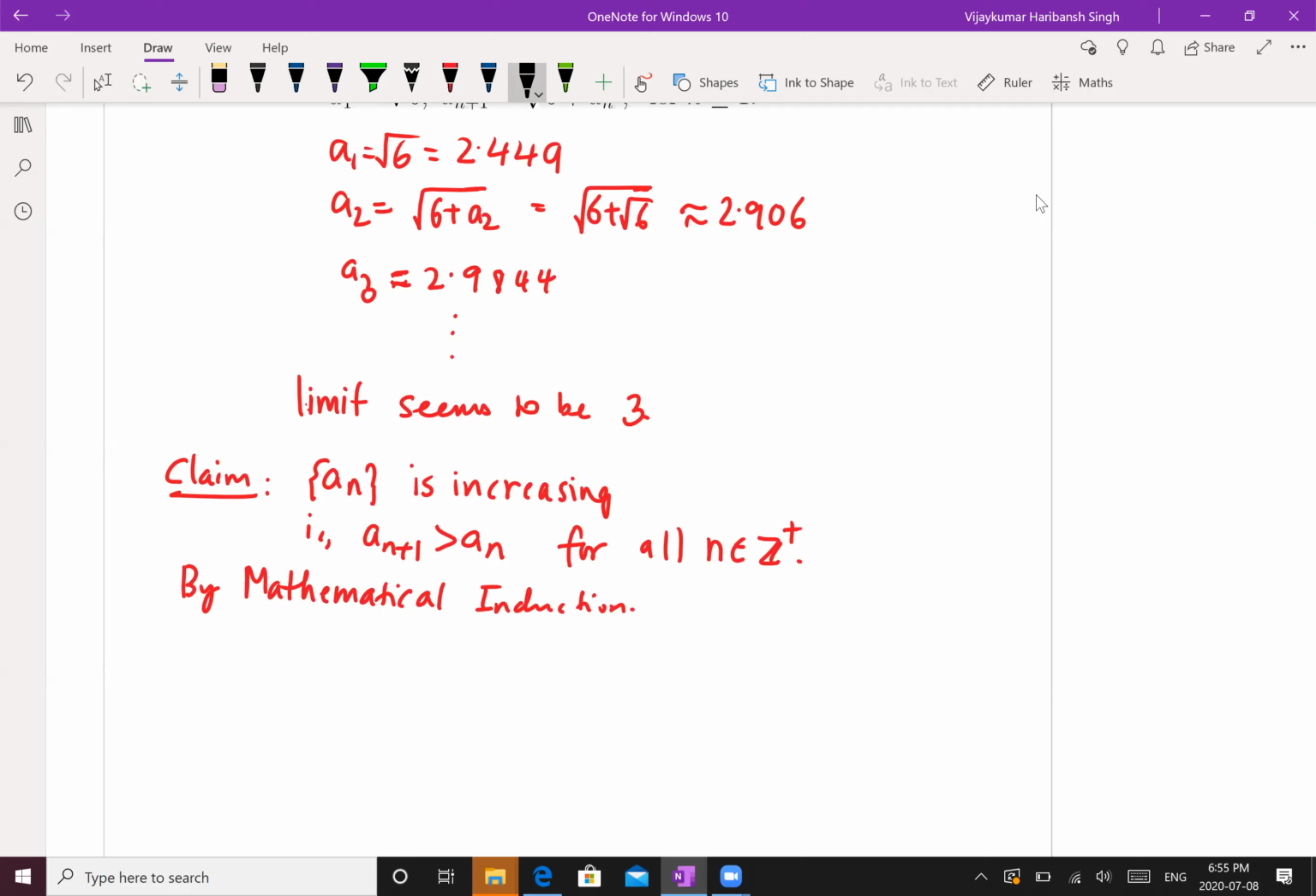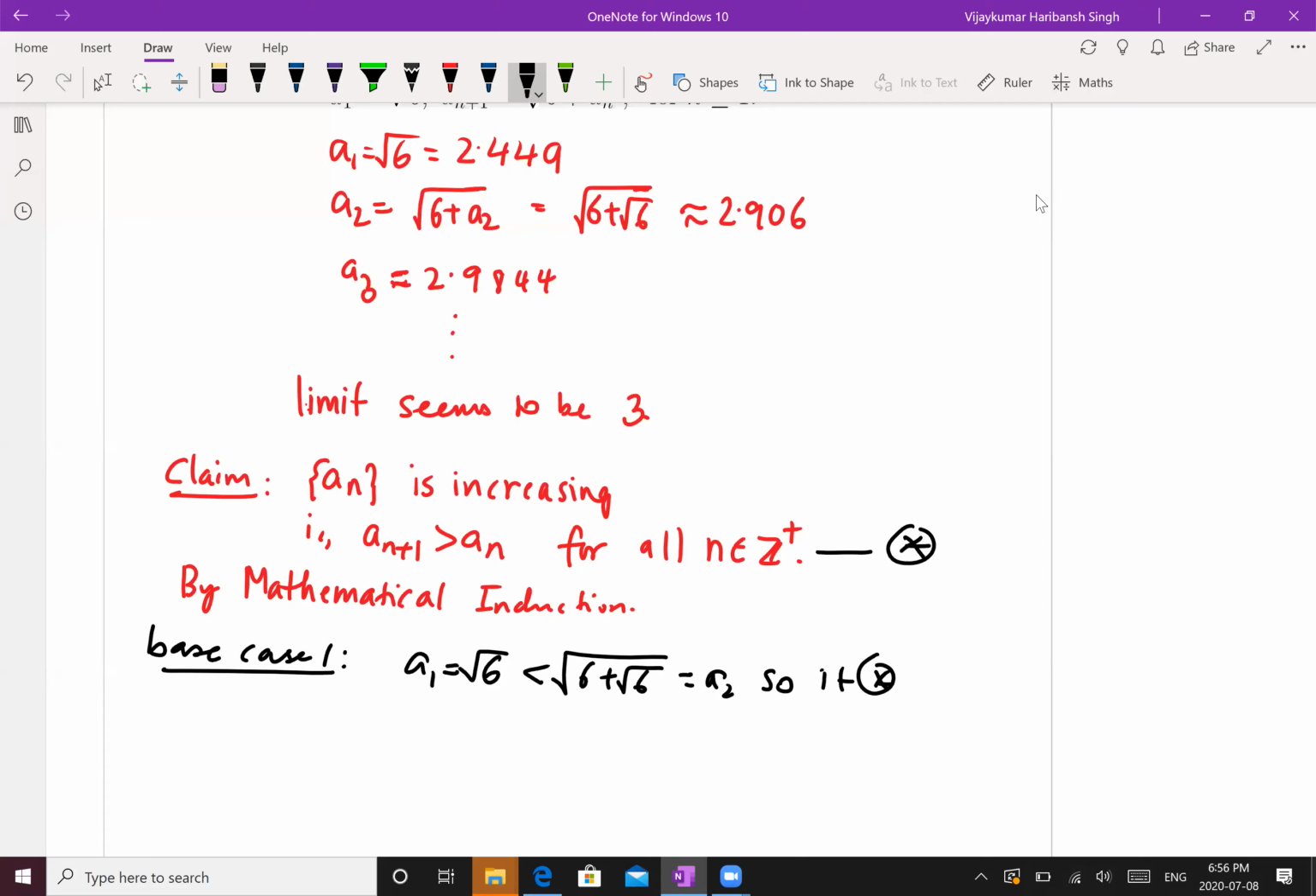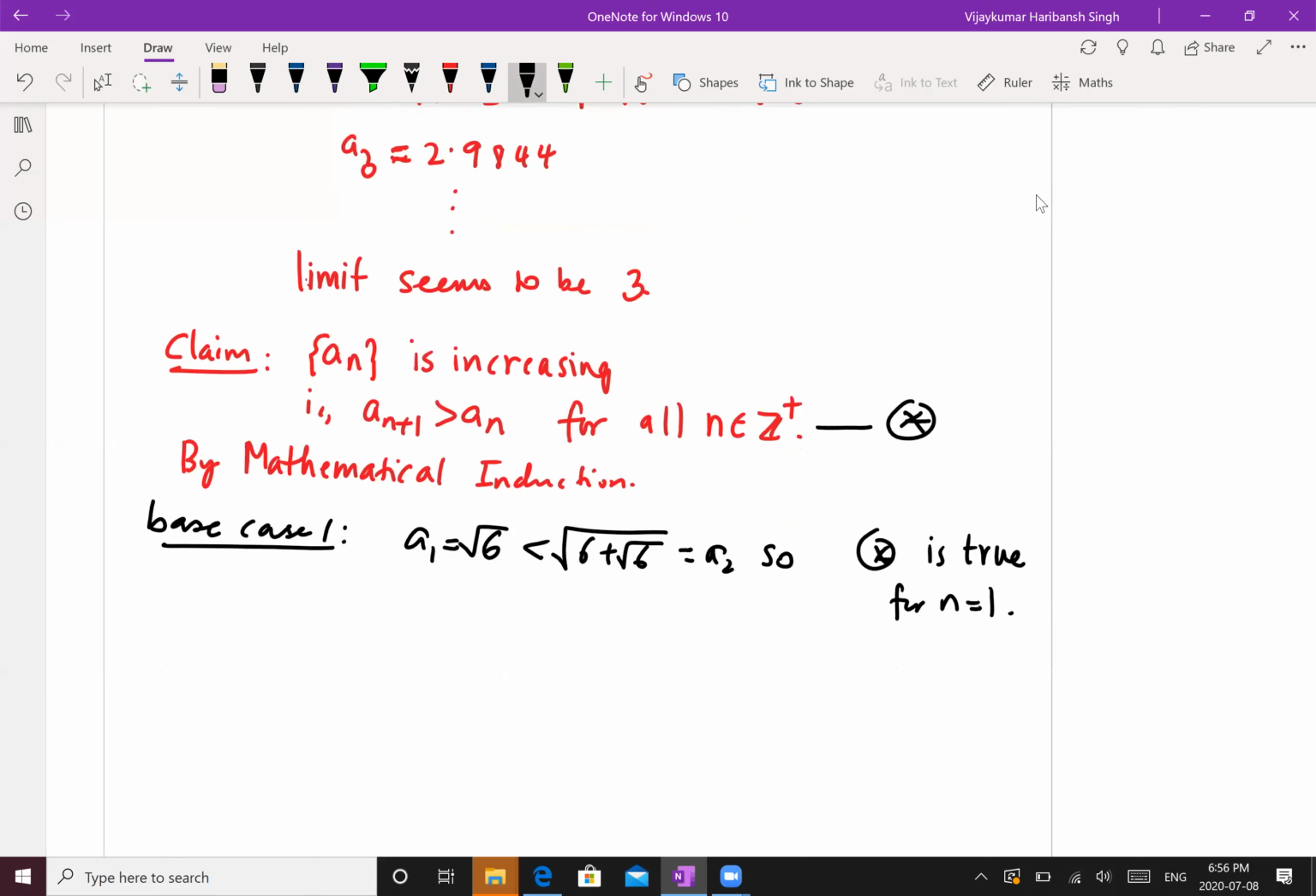So how would we go about mathematical induction? First of all, the base case. A1 is root 6, and that is clearly less than 6 plus root 6 under the root, which is A2, right? You're adding something positive. So it is true. This is the star. Star is true for n equals 1. Now, assume, so the induction step.